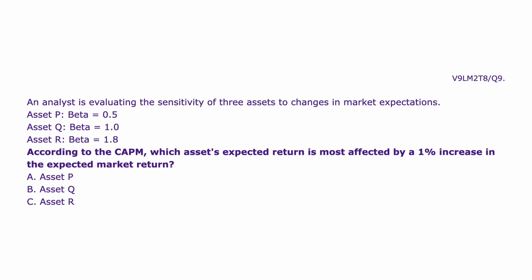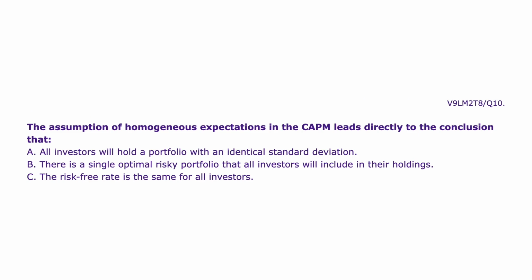C. Asset R. The assumption of homogeneous expectations in the CAPM leads directly to the conclusion that A. All investors will hold a portfolio with an identical standard deviation. B. There is a single optimal risky portfolio that all investors will include in their holdings. C. The risk-free rate is the same for all investors.